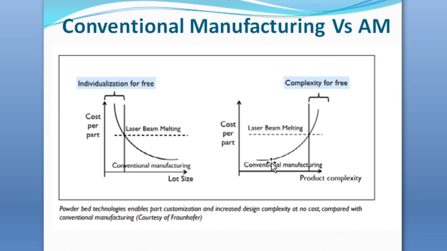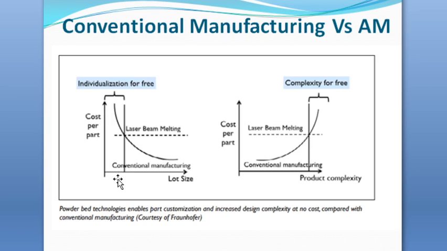But in conventional manufacturing, as the complexity of the component increases, the cost also increases. Here the cost is linear, it keeps increasing. But in both graphs for additive manufacturing, the cost per part will be constant.